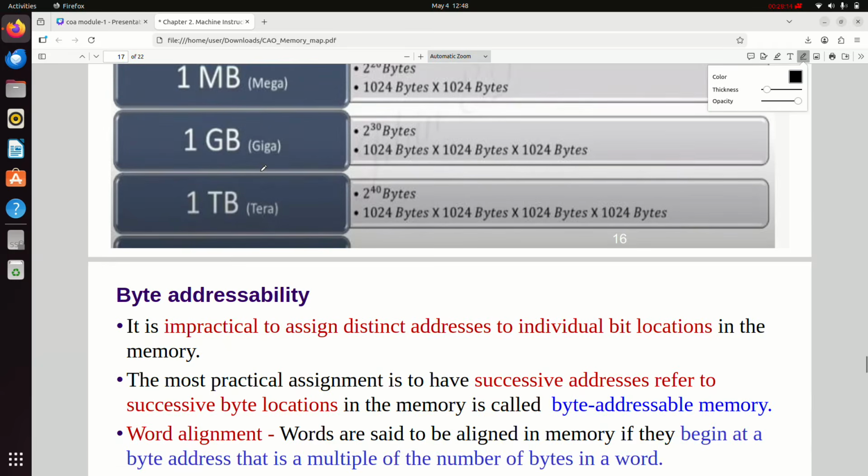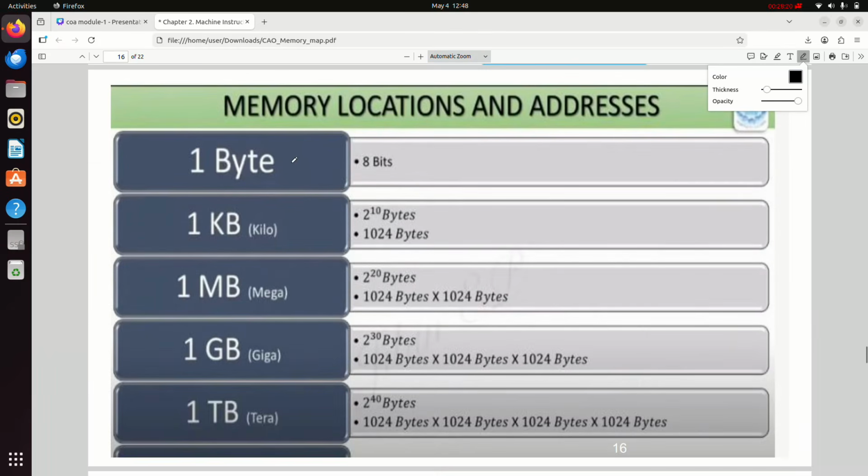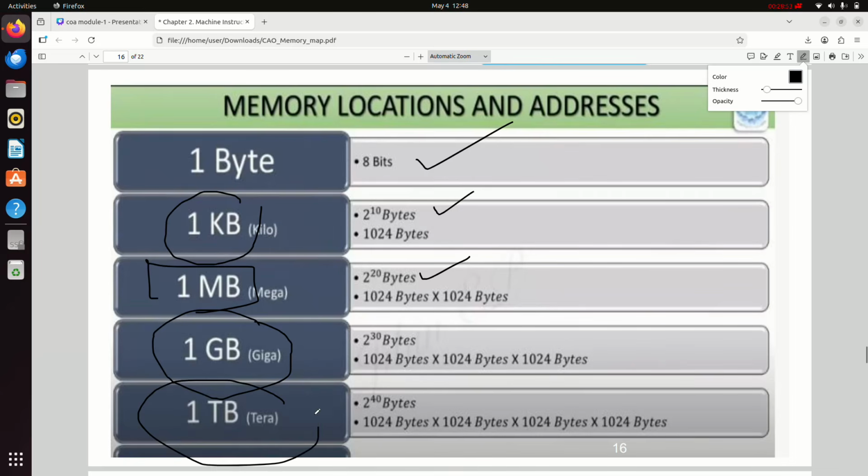Now this is one important thing: whenever you are solving a numerical question, you can get 1 byte, and 1 byte includes 8 bits. This is one important thing that you have to understand. 1 byte is 8 bits. And 1 kilobyte means 2 raised to 10 bytes, that is 1024 bytes. 1 megabyte means 2 raised to 20 bytes, that is 1024 into 1024, because 2 raised to 10 means 1024. Gigabyte is 2 raised to 30, and terabyte is 2 raised to 40.